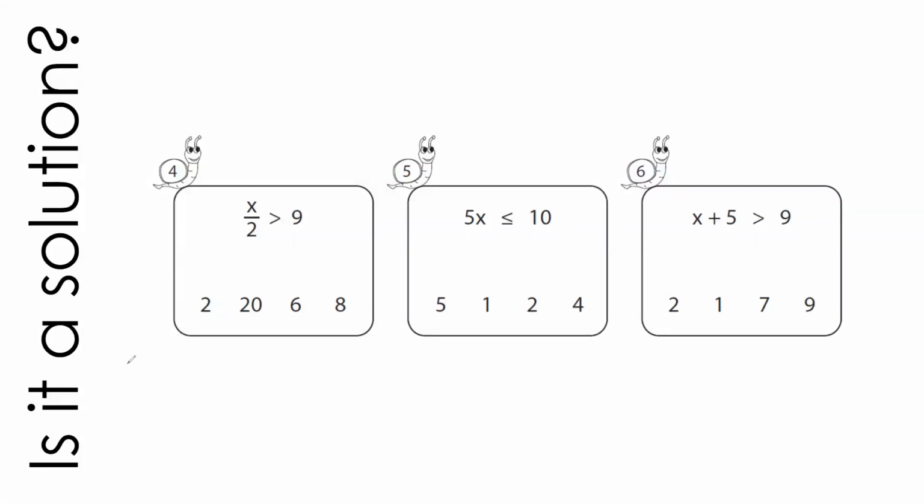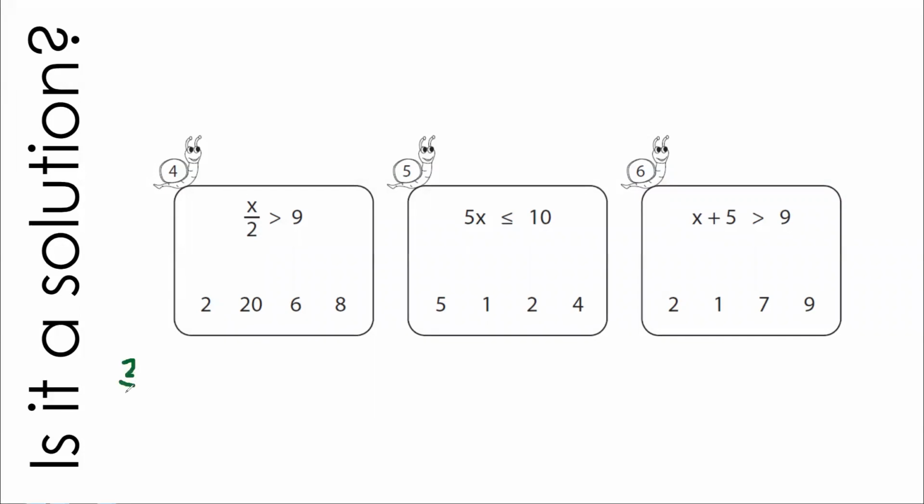So instead of saying x divided by 2, I say 2 divided by 2. 2 divided by 2 gives me a 1. So that 1 goes in place of that fraction right there. So it says 1 is greater than 9. So is 1 bigger than 9?